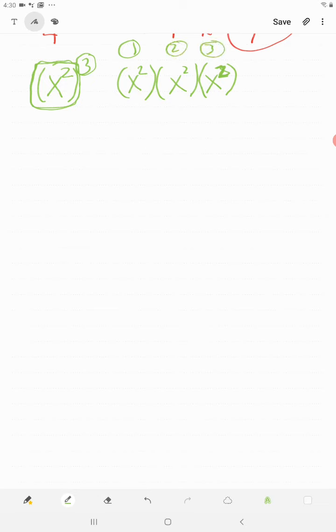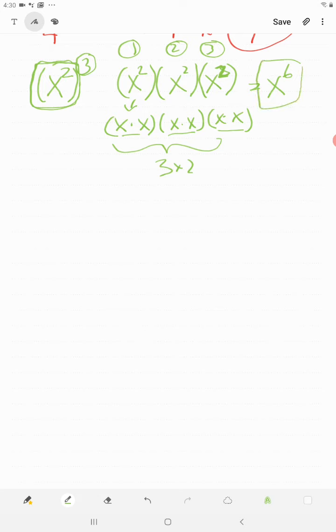Now if I were to break this down even more, this would just be x times x, right? So here's a group of x squared, here's another group of x squared, and here's another group of x squared. You notice there's 2 of these, 2 of these, 2 of these. Isn't that repeated addition, which is multiplication? So 3 of these times 2. So how many x's are there in total? There would be 6. So this would be x to the 6th power.